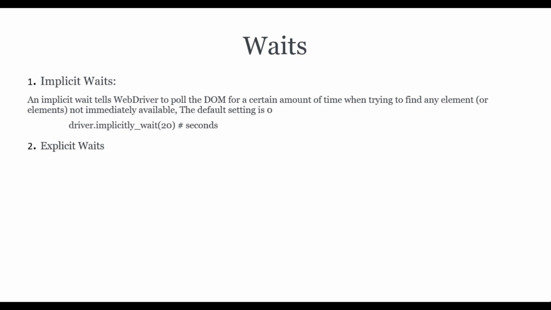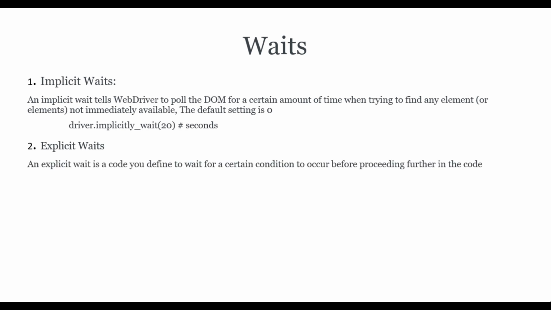Next is the explicit wait. Explicit wait, basically, we apply for a particular element. An explicit wait is code you define to wait for a certain condition to occur before proceeding to further steps in the code. For example, we can wait until a particular element is enabled, clickable, or contains some text. There are multiple conditions we can apply, and based on those conditions we can wait for the element.